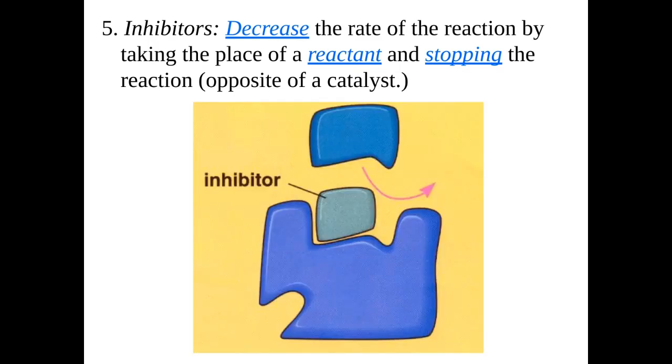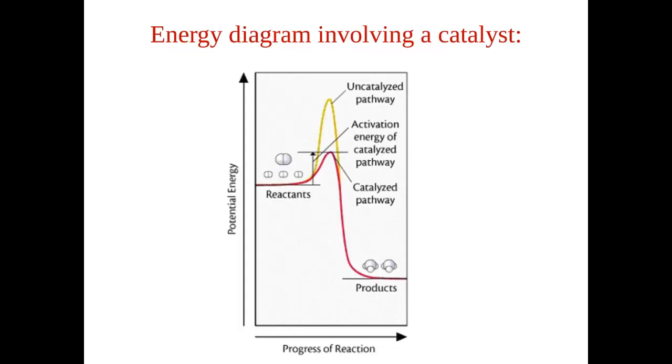Inhibitors, now, actually decrease the rate of reaction by taking the place of a reactant or stopping the reaction. So it's kind of the opposite of a catalyst. You hear inhibitor with medical type stuff, right? There's inhibitors to block things from happening. That's basically what's going on. Like this piece is supposed to fit in here, well, the inhibitor is blocking it. So inhibitors, think about them as the opposite of catalysts. They slow down or stop the reaction.